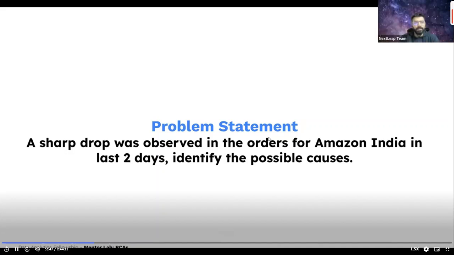And third would be understanding the user journey from the app open till the final order placement, to identify at what point the users are dropping.